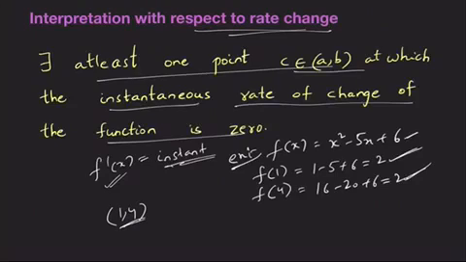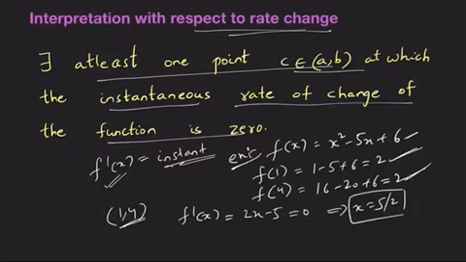So let's verify it. I'm computing f dash x, so it is 2x minus 5, and I'm equating this to 0, and I'm getting x is equal to 5 by 2. Now I can see that this 5 by 2 lies in the open interval (1, 4). So this is a very basic example to verify Rolle's theorem.